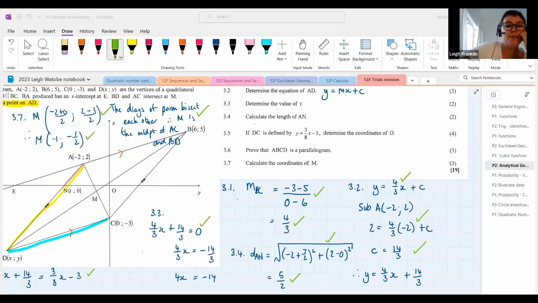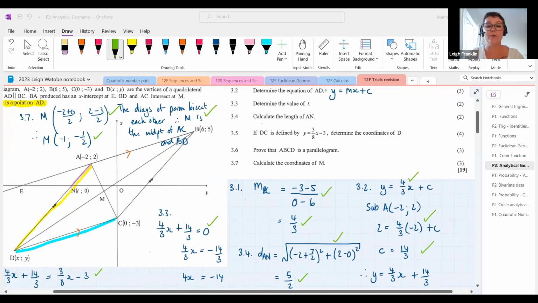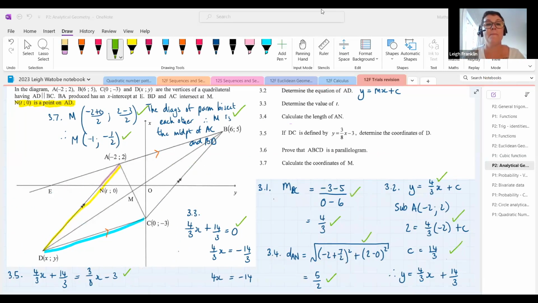All right, so M is the midpoint of AC and BD because the diagonals of a parallelogram bisect. So that's why we're using midpoint formula, and there is our answer. Cool. Any questions before we move on? Everybody happy? Yes, Letabo. So PARM is an abbreviation for the word parallelogram.